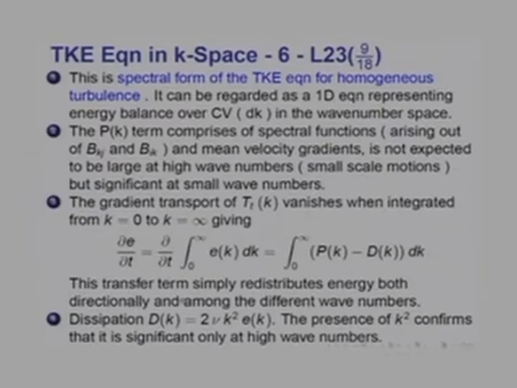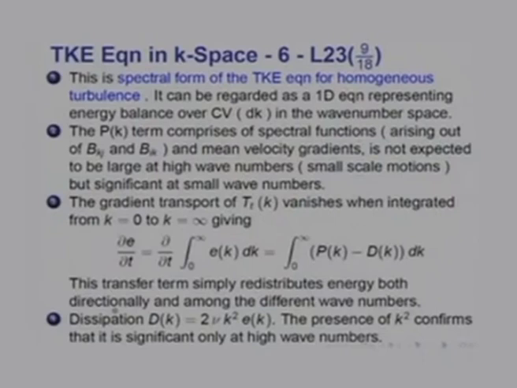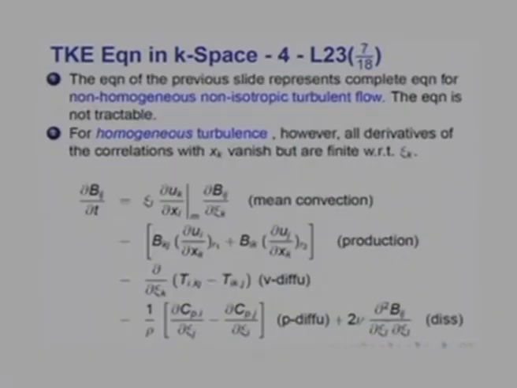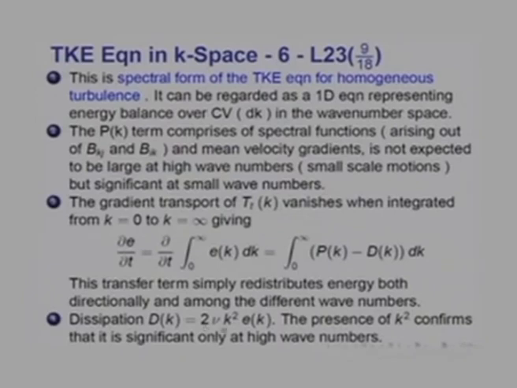This transfer term simply redistributes energy both directionally in the components as well as along the wave numbers, that is, along the sizes, and therefore, it is T_t, the total transfer term. The dissipation term after Fourier transforming of this term would be written as 2 nu k square E(k), and the presence of k square confirms that it would be significant only at very high wave numbers.